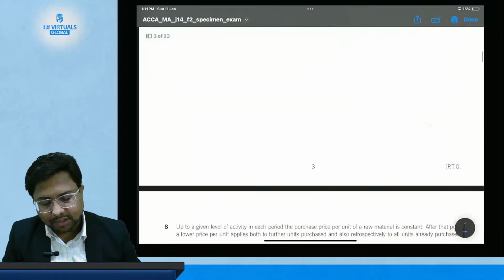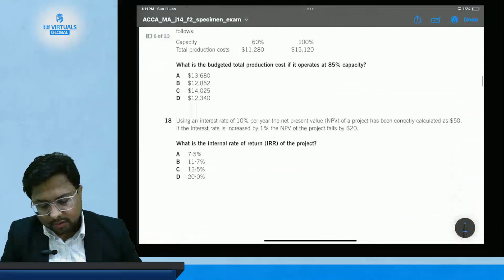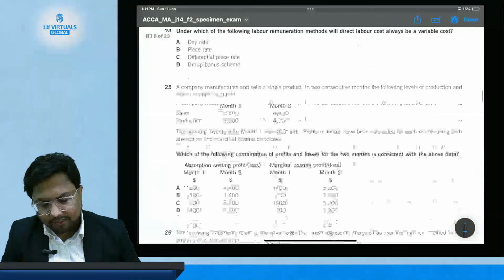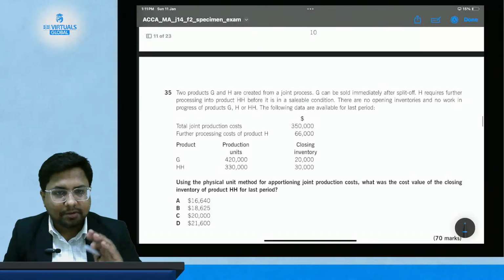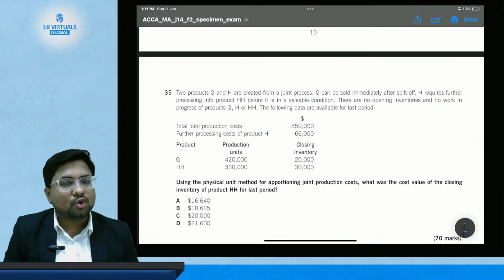So this is how section A will be presented in your examination. You will have 35 questions. Here come the 34th and 35th questions. After the 35 questions of section A, you will have section B.